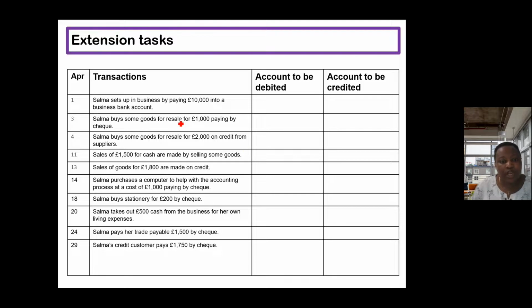So please pause the video and do that for each of these transactions. Do that for each of the transactions for practice purposes.